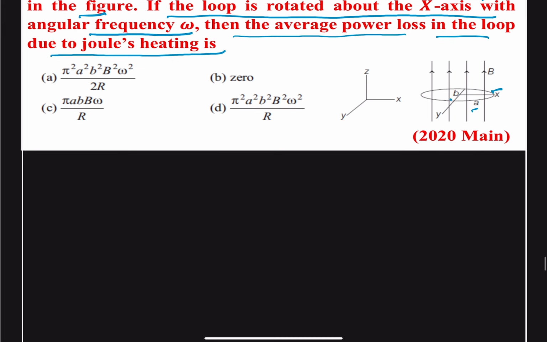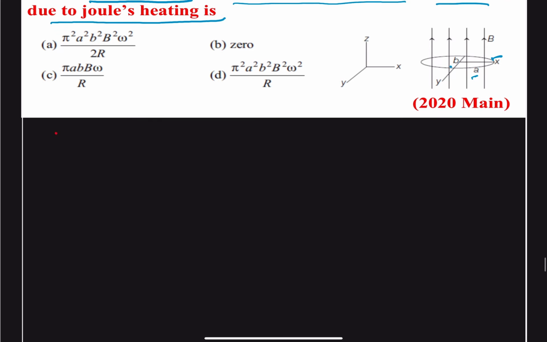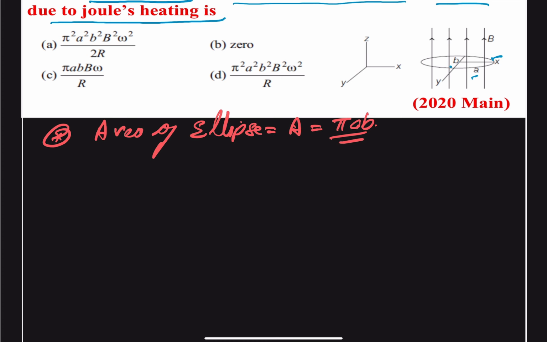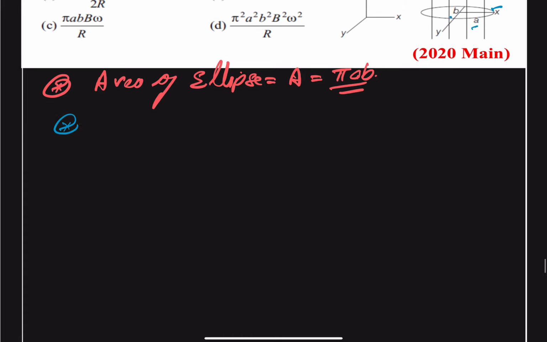Okay. So if we say A is the area of the ellipse, then it will be equal to pi multiplied by AB, the product of semi-major and semi-minor axis multiplied by pi, and the magnetic field B is along the z axis, so we can write this as B with a k unit vector, and it says that the loop rotates about the x axis.